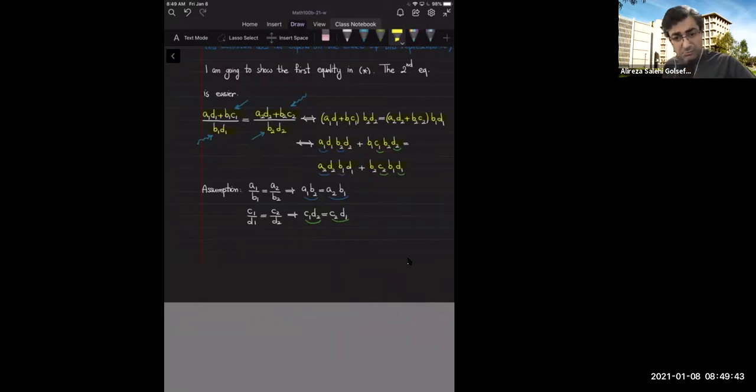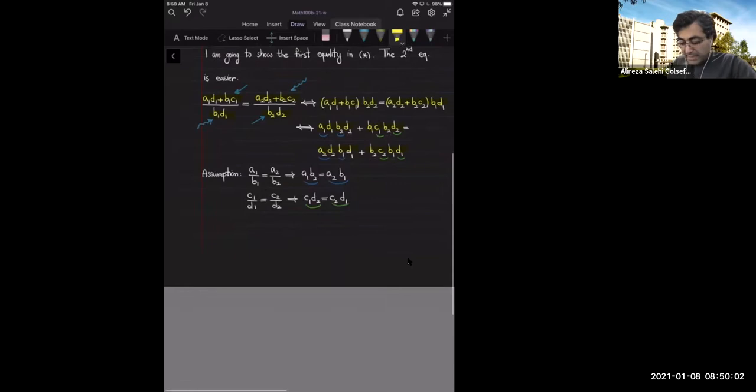But let's go back to our assumption. What do we know about a sub i's and b sub i's? What do we know about c sub i's and d sub i's? So the assumption was that a1 over b1 and a2 over b2, both of them are representing the same fraction. What does that mean? This means that the numerator of the first one, which is a1, times the denominator of the second one, which is b2, is the same as a2 times b1. So I have this equality, and similarly, I do know that c1 d2 is the same as c2 d1.